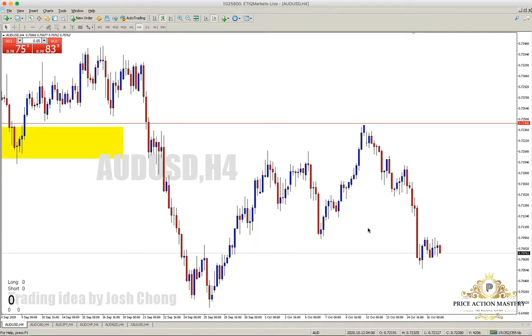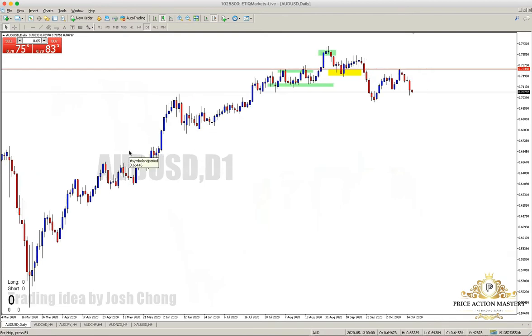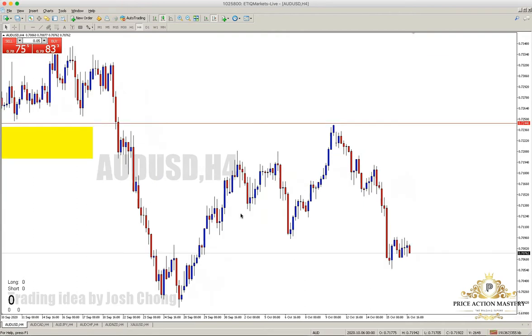First we go to AUD USD H4. Basically for AUD, the entire market we can see is still in a downtrend. The market is very clear in a downtrend, even on the daily. Then when we look into H4, this is the perception that I'm having.